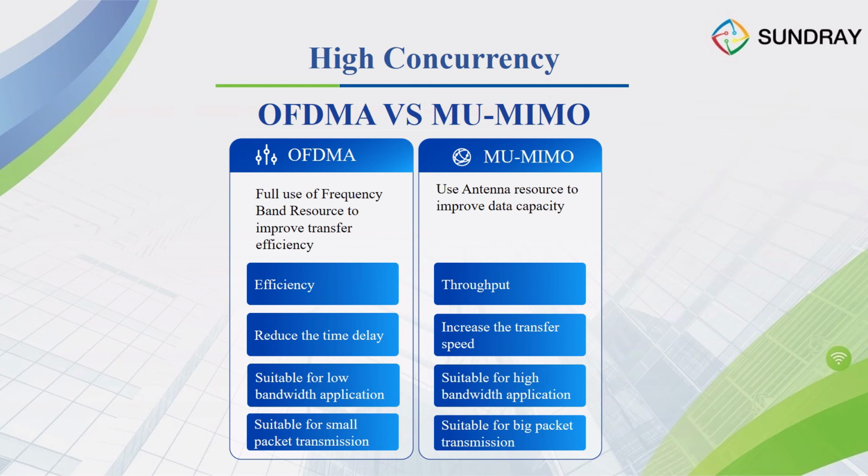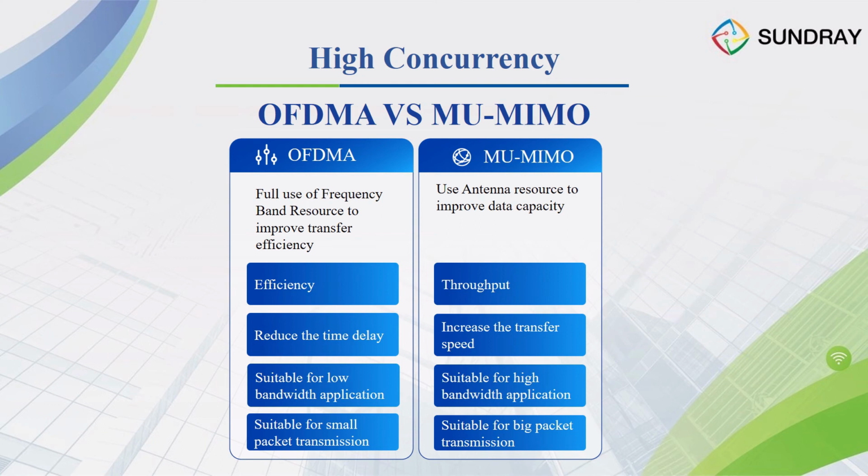OFDMA's solution is, okay, we try to use the current road as efficiently as we can. And MU-MIMO is, okay, this is one road, and now we build another road, so we have multiple roads in different directions to improve the throughput and the concurrency. OFDMA also reduces the time delay, and MU-MIMO increases the transfer speed.